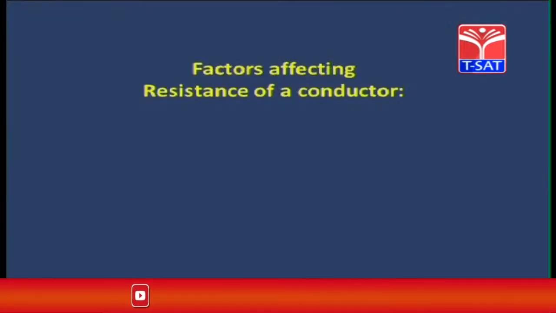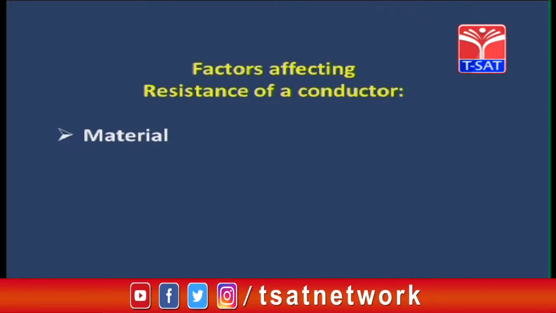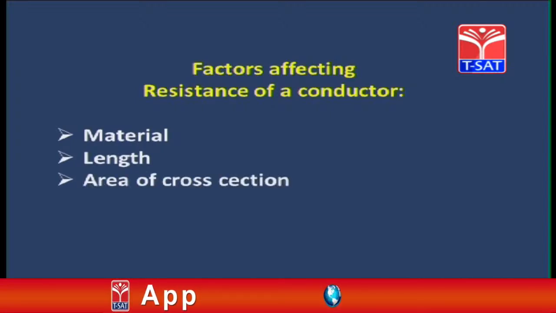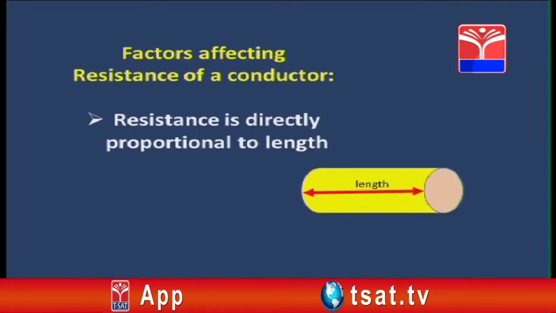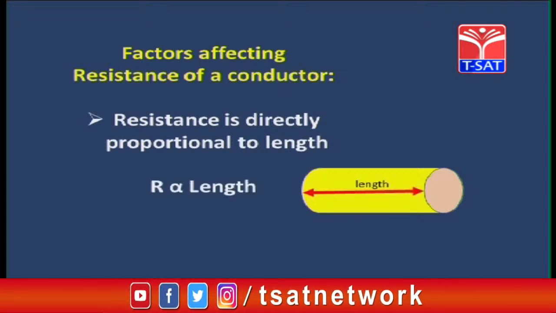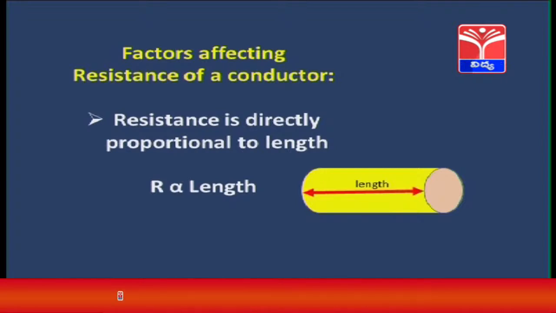Factors affecting resistance of a conductor. Resistance of a conductor depends on the material the conductor is made of, the length of the conductor and the area of cross section of the conductor. Resistance is directly proportional to the length of the conductor. When resistance is directly proportional to length, greater is the length, greater will be the resistance.